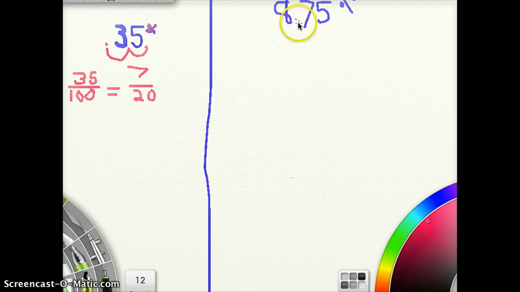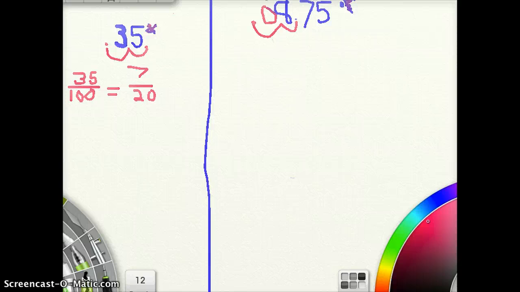Okay, for 8.75%, we're going to do the same thing. We're going to move that decimal point two places to the left, drop it there. We need to keep a 0 here. We cannot have that space there. Going to erase the percent sign. Okay, so this is 0.0875.